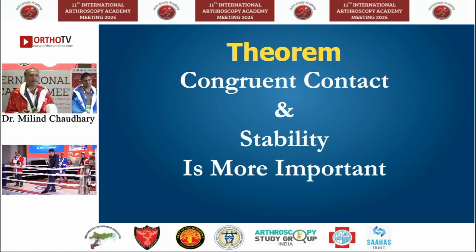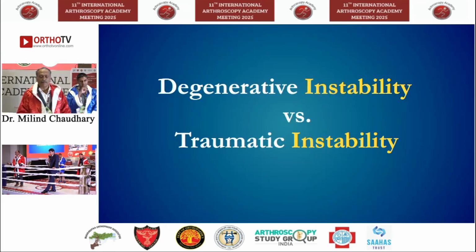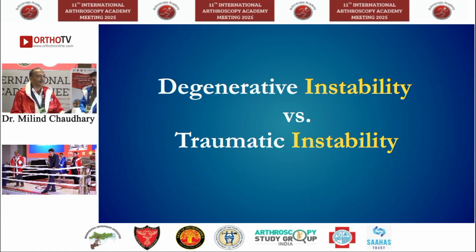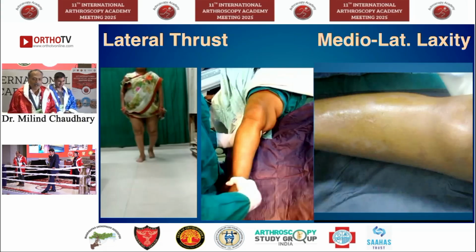The theorem is that congruent contact and stability of the joint are more important. So you have intra-articular deformity, incongruity, and instability. This is degenerative instability. I'm sorry to tell you, my arthroscopy friends, it's not your traumatic instability. It is degenerative, slowly progressive instability. How do you recognize this?